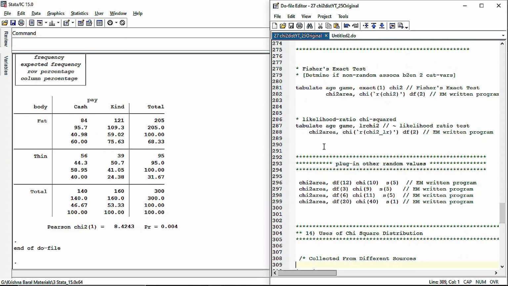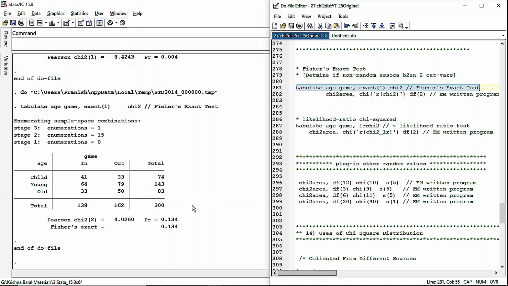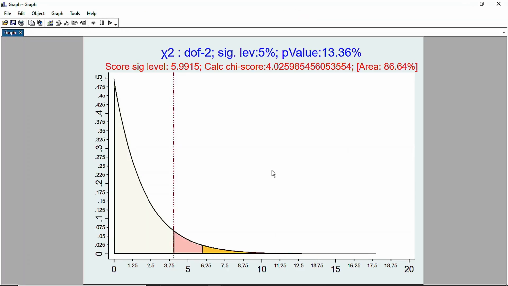Now let us see another example, where we can also perform the Fisher exact test, which is useful to determine if a non-random association between two categories exists or not. Let us say the p-value is 14%, so we fail to reject the null, and we conclude that there is no association between these two variables. And graphically it is very clear. Our significance level is 5% and our p-value is 13.36%. So we fail to reject the null in this case.